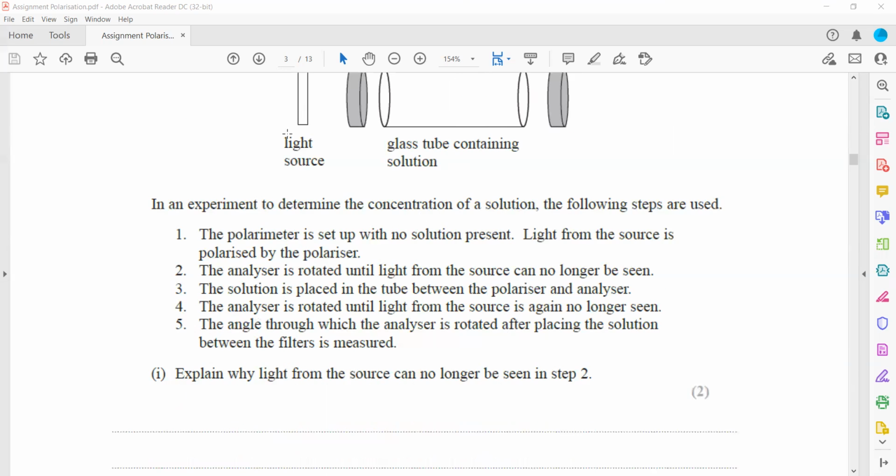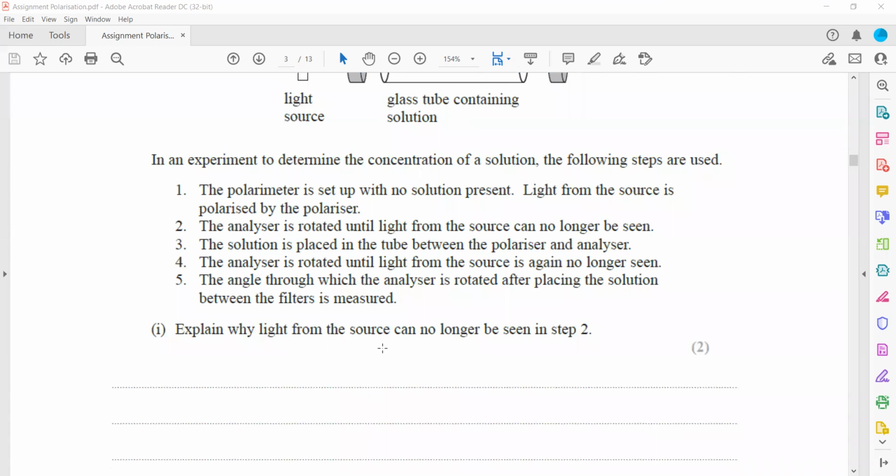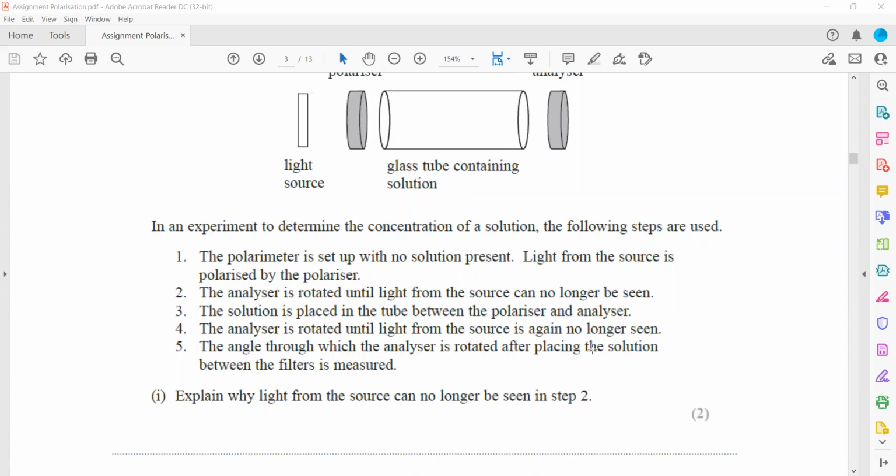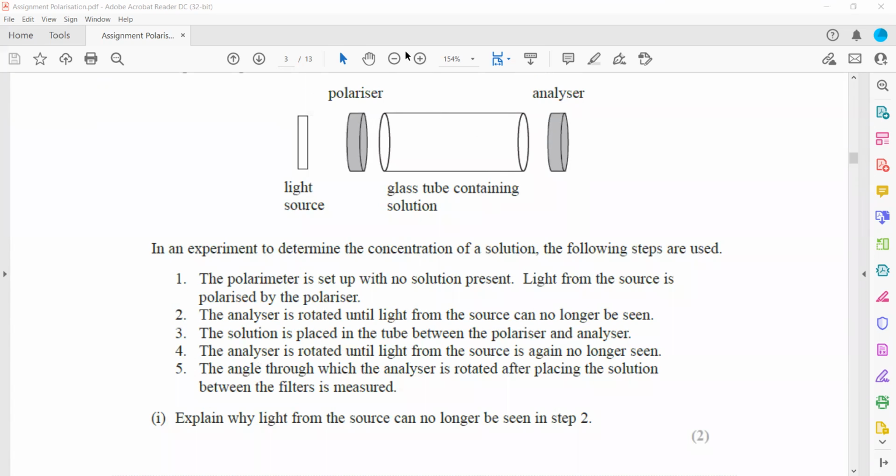Explain why light from the source can no longer be seen in step 2. So why are we not able to see it? For example, we have unpolarized light from the source. Nothing is placed, but we are not able to see any light. So what is the reason for that? Why is there no light in step 2 when the analyzer is rotated?